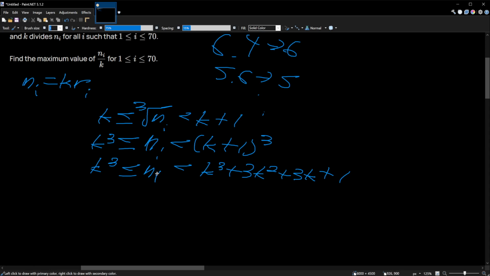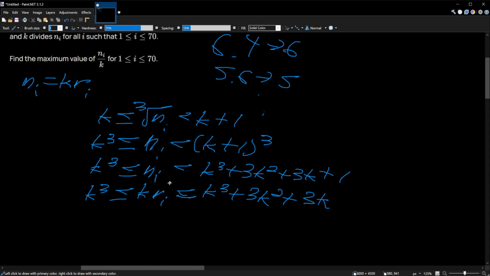Well, okay, our n sub I is not any number, or any integer. It has to be divisible by k. So one thing we could do is say k cubed is less than or equal to k times r sub I, which is less than k cubed plus 3k squared plus 3k plus 1. Oh, wait, we're dealing with integers, and we add 1, and that's strictly greater than n sub I. Then if we just get rid of that 1, that's going to include this number.